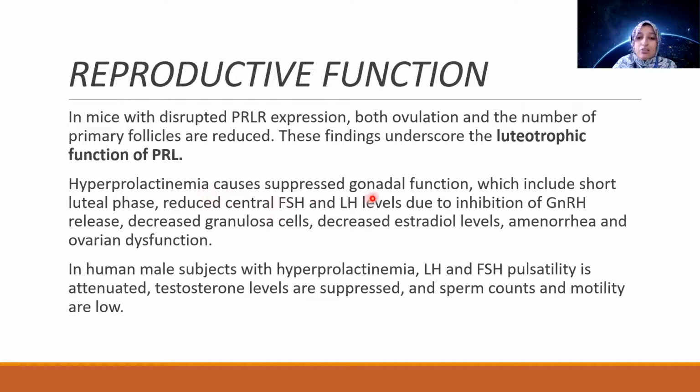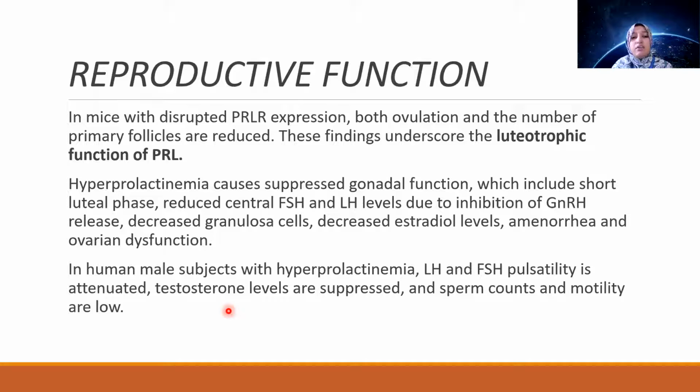Hyperprolactinemia causes suppressed gonadal function, which includes short luteal phase, reduced central FSH and LH levels due to inhibition of the GnRH release, decreased granulosa cells, decreased estradiol levels, amenorrhea, and then ovarian dysfunction. But in human male subjects with hyperprolactinemia, LH and FSH pulsatility is attenuated, and testosterone levels are suppressed, and sperm counts and motility are low.